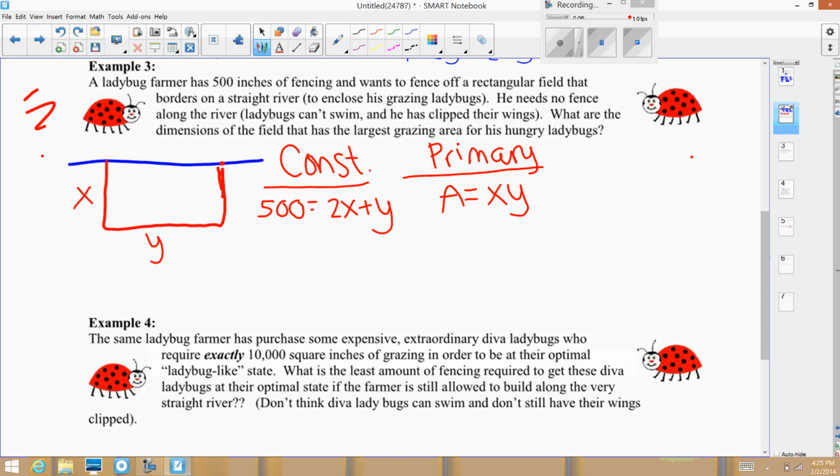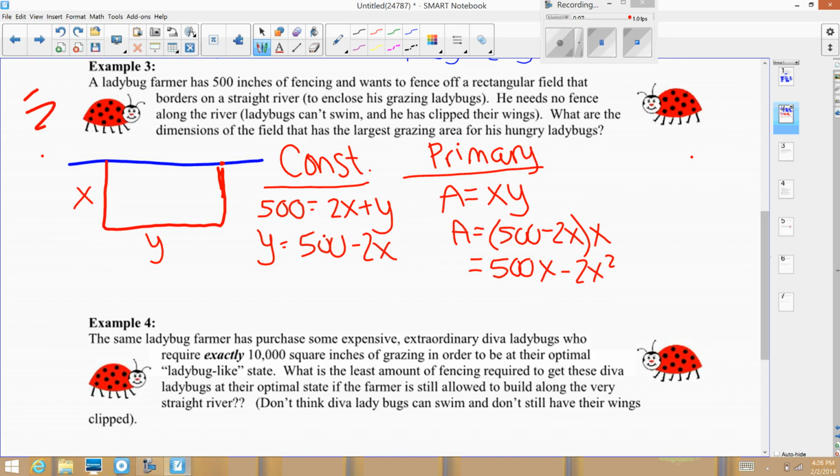Okay, and then we can solve, this one would probably be easier to solve for y. So we get 500 minus 2x. All right, and let's plug that in. So we have 500 minus 2x times x equals 500x minus 2x squared. Okay, we could take the derivative of that pretty easily.